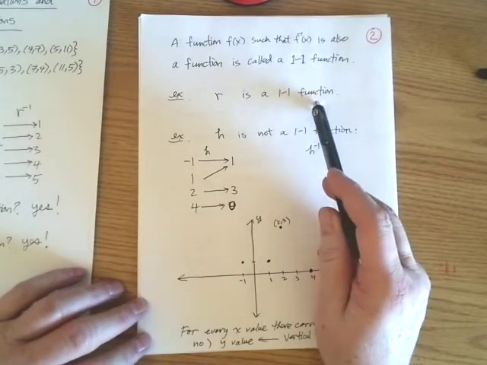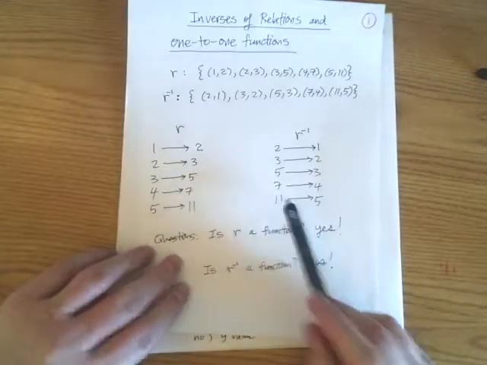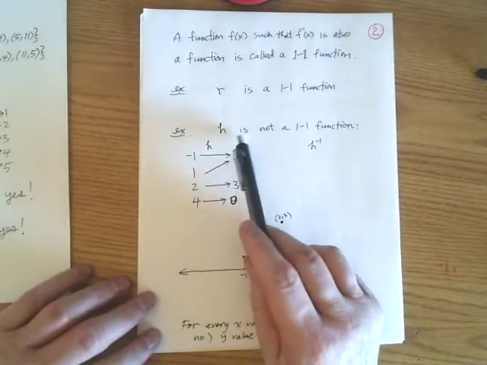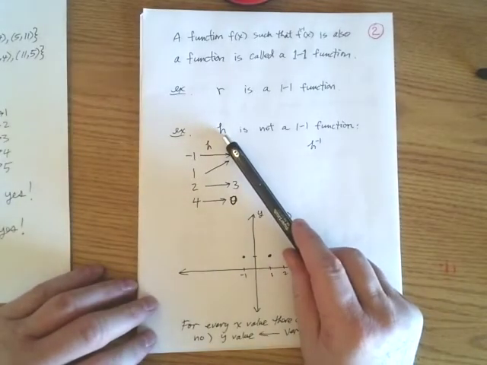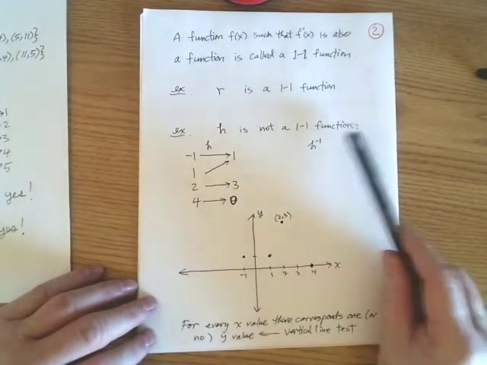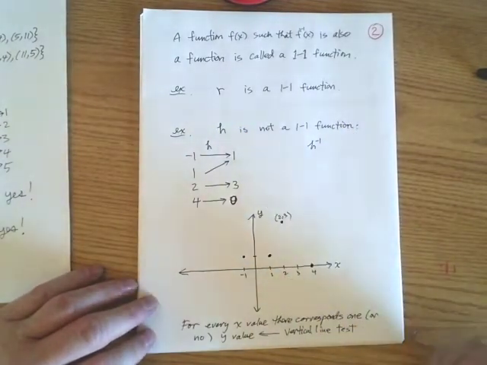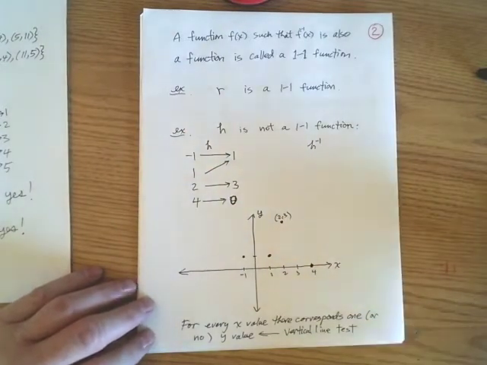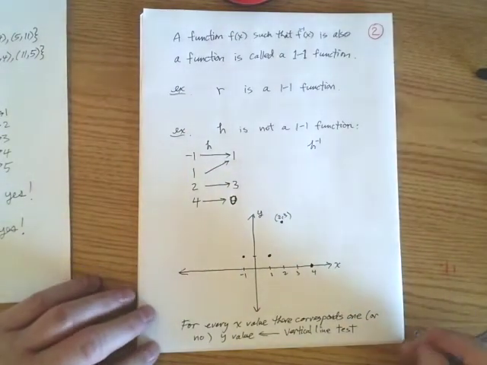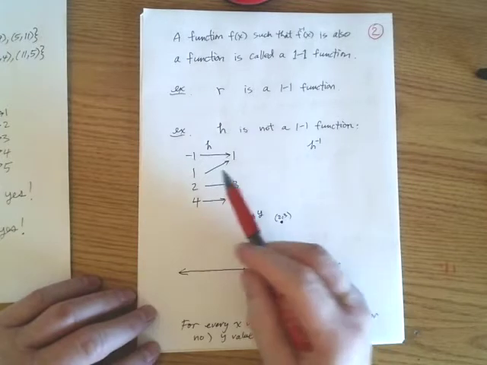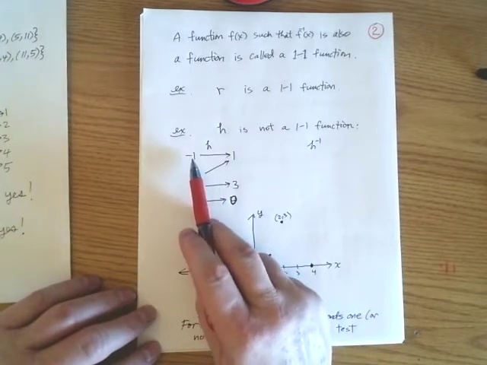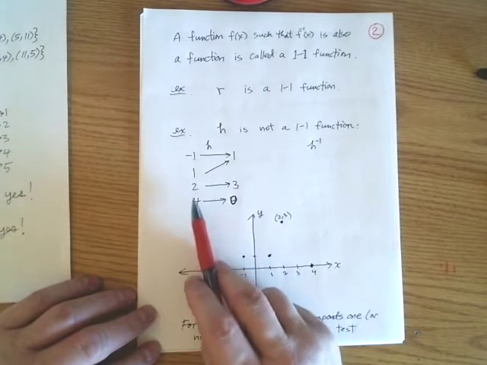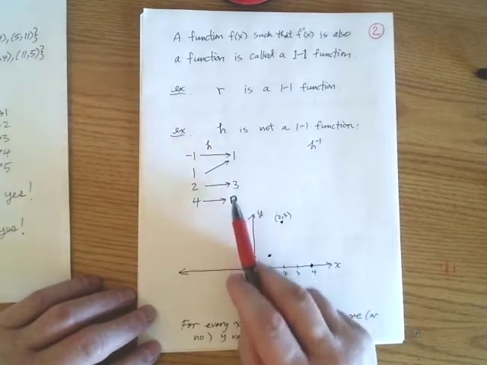R is a one-to-one function, right? Yeah. All right, let's take an example where you aren't getting a one-to-one function. So I'm looking for an example, I'm calling it here H, where it is a function, but it's not one-to-one. And we'll see why here in just a second. Maybe I'll do this one in red because it's bad. Okay, well, is this a function? First of all, the domain is -1, 1, 2, 4. The range is 1, 3, 0.